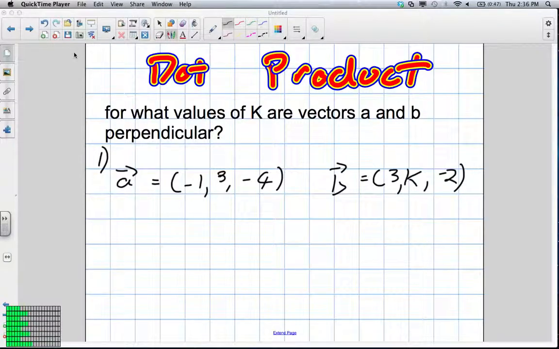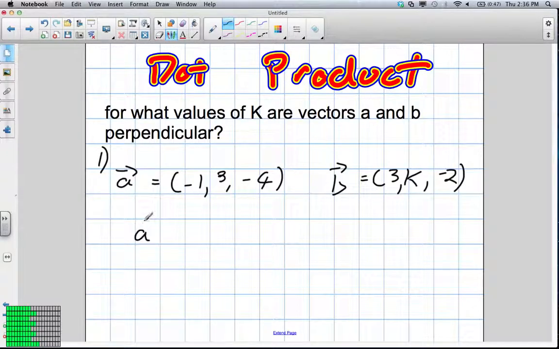Okay, another dot product question says: for what values of k are vectors a and b perpendicular? So I have vector a, I have the components to it, and I have vector b, the components to it. Let's try to make sense of this in an equation. We know vector a dot vector b, or the dot product, is equal to what if they're perpendicular? 0. It's equal to 0 if they're perpendicular.